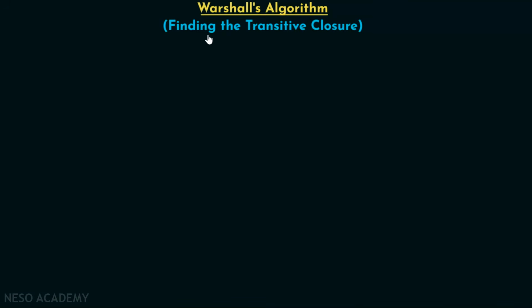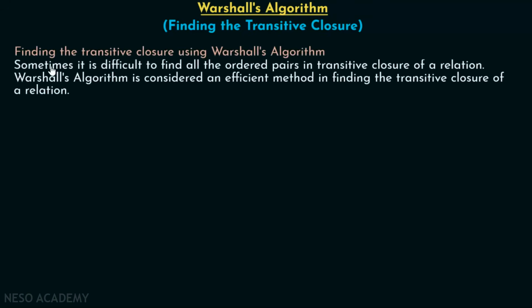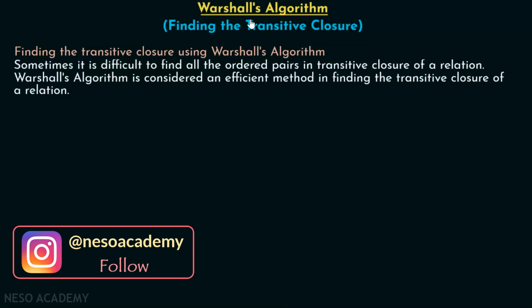In this presentation, we will try to find the transitive closure of a relation using Warshall's algorithm. So let's get started. Sometimes it is difficult to find all the ordered pairs in the transitive closure of a relation. It is not always easy to find all the ordered pairs in a transitive closure of a relation by the brute force method. We can also find the transitive closure of a relation using Warshall's algorithm.